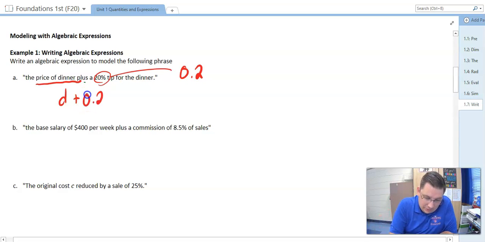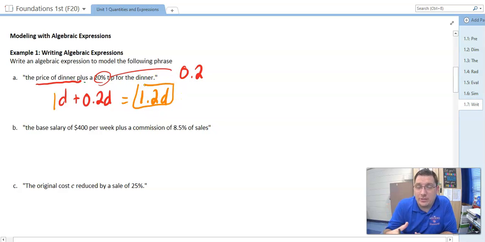So it's 0.2D. Now, are these like terms? Can I simplify it? Yes. Remember that in front of the first D, if there's no number here, the number is what? 1. And so when we add these together, we're going to get 1.2D. This is the final expression of the price of the dinner plus a 20% tip.